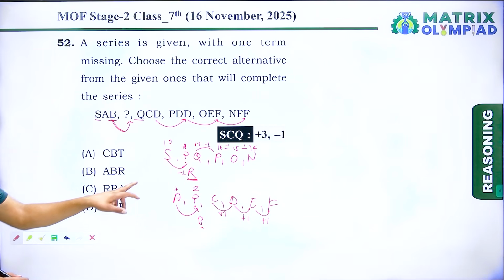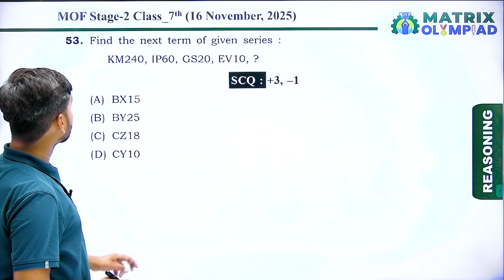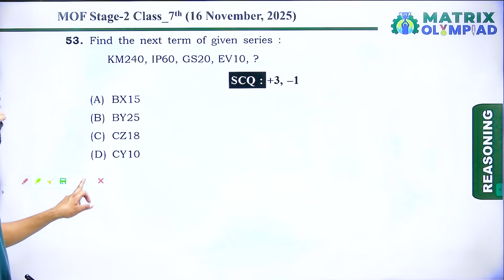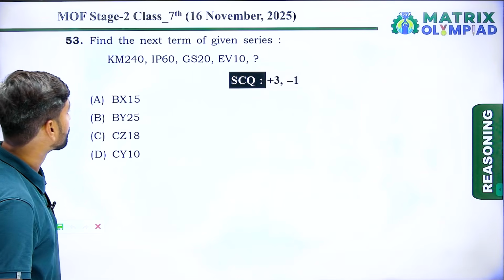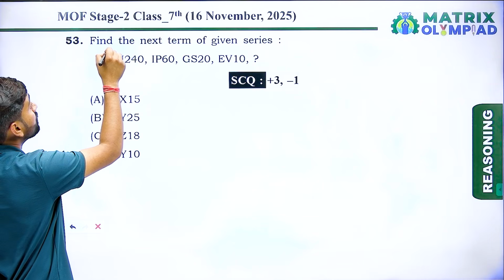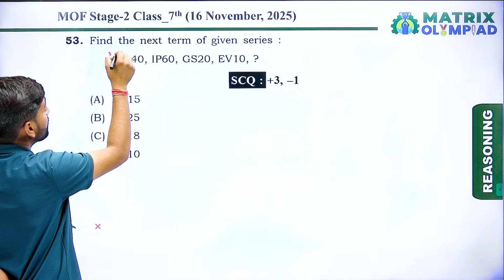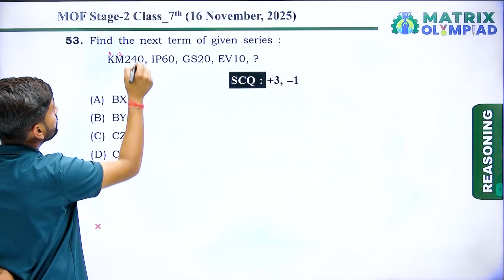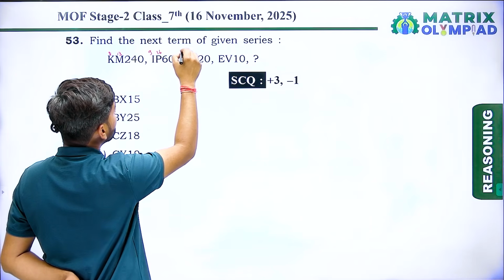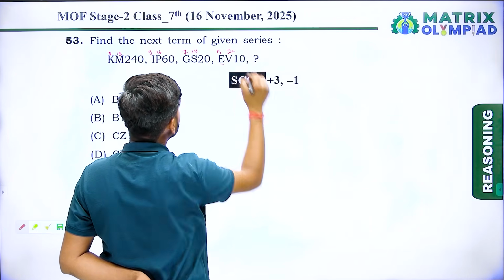So now let's move to the next question. In the next question we have an alphanumeric series and we have to find the missing term of the series. So let's start. We will note down all the place values of the letters. K is on 11, M is on 13, then we have I on 9, then P is on 16, then G is on 7, and S is on 19, E is on 5, and V is on 22.